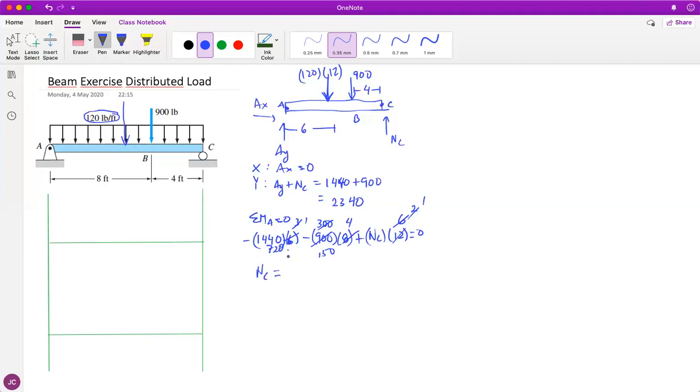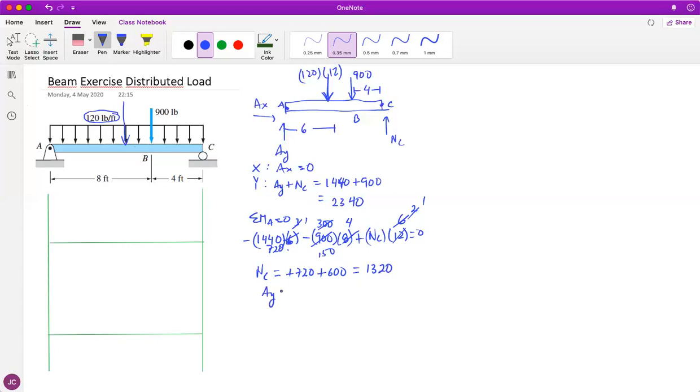So NC should be equal, perhaps I'm wrong, you will tell me, plus 720, okay? And this is 600 plus 600, right? Because 150 times 4 is 600. Therefore, I will get 1320.